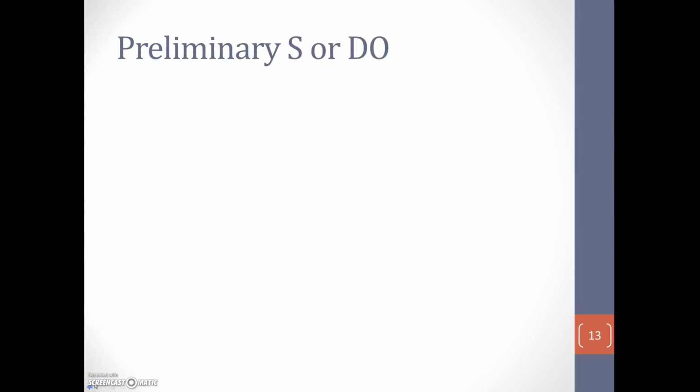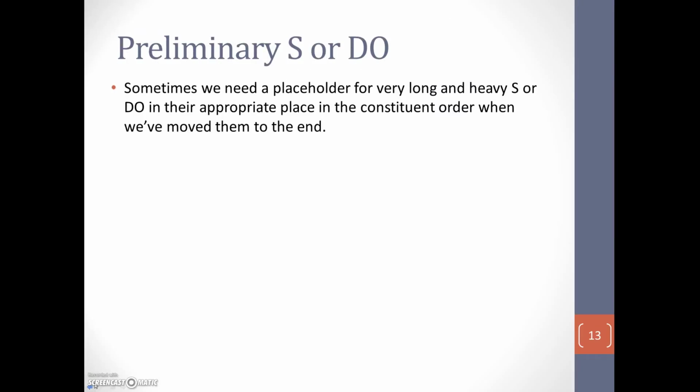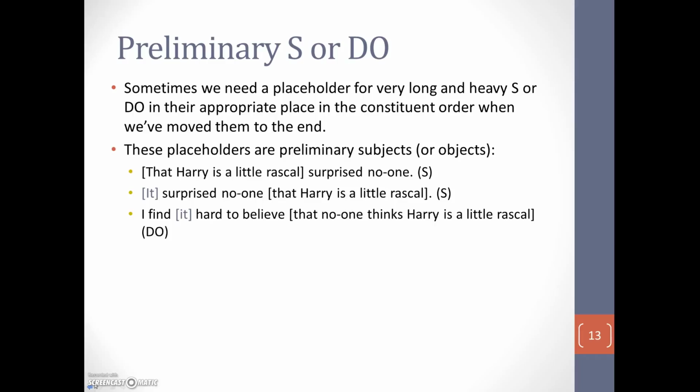Now, nominal clauses can occur as both subjects and direct objects, as we've just seen. And we learned last week that sometimes we move constituents to the end of a sentence if they're very heavy. So this was the end weight principle. And this means that we sometimes need a placeholder for these very long and heavy subjects or direct objects in their appropriate place in the constituent order when we've moved them to the end. Sometimes we need something to indicate that there was a space for this subject or direct object. So we obviously use the preliminary subjects or objects for this.